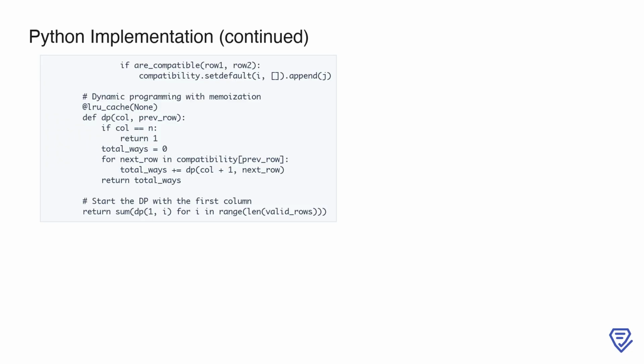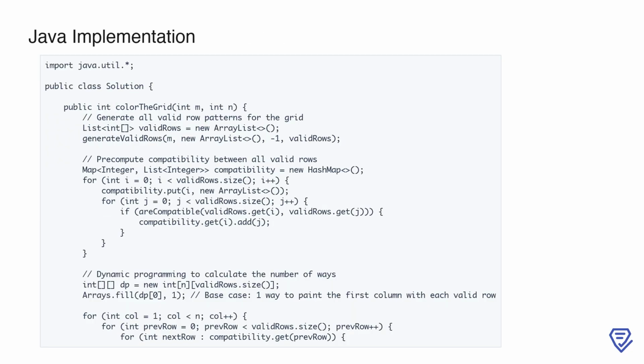In this implementation, we begin by defining the main method, colorTheGrid, which takes the dimensions of the grid, m for the number of rows and n for the number of columns. The first step is to generate all valid row patterns for the grid. These are rows where no two adjacent cells have the same color. This is achieved using the helper method generateValidRows, which recursively constructs valid row configurations based on the constraints. The results are stored in the validRows list.